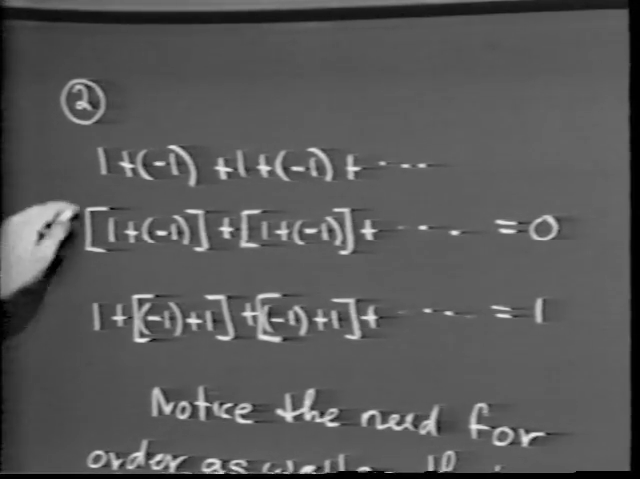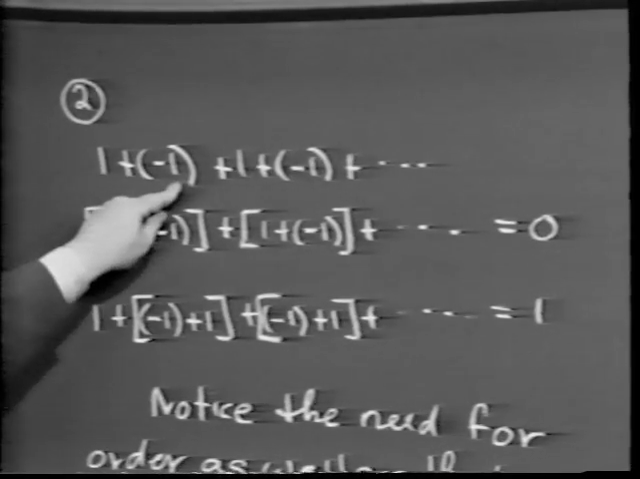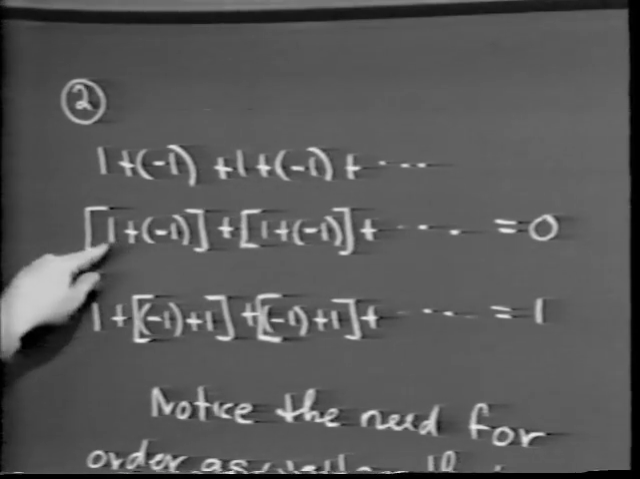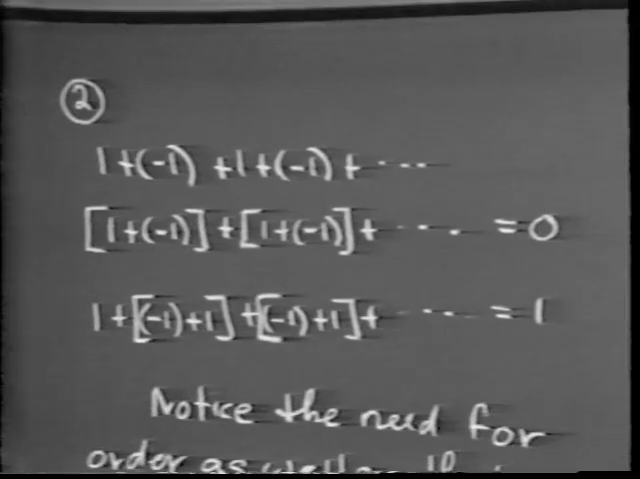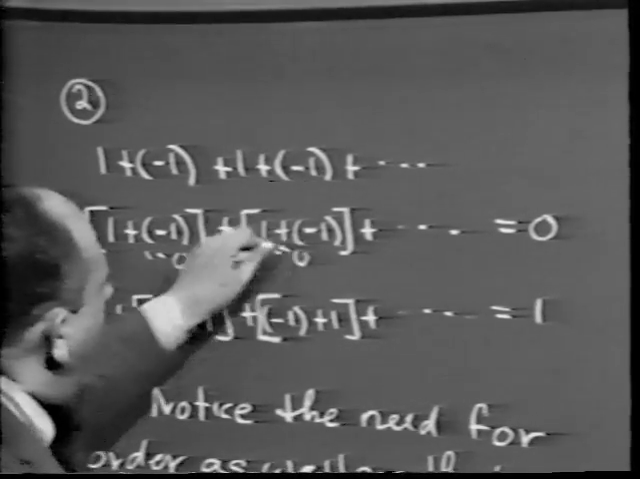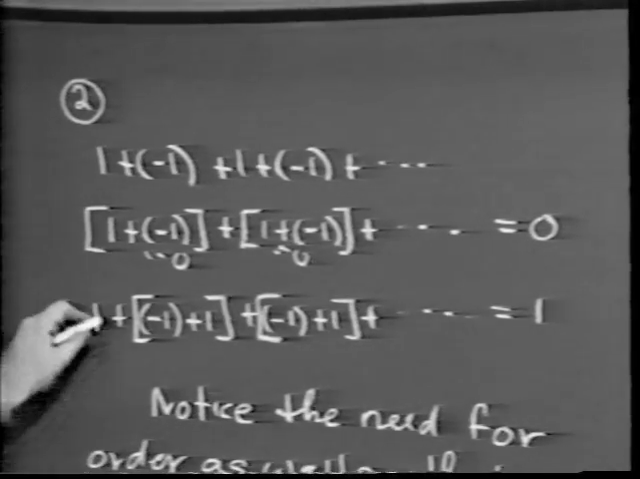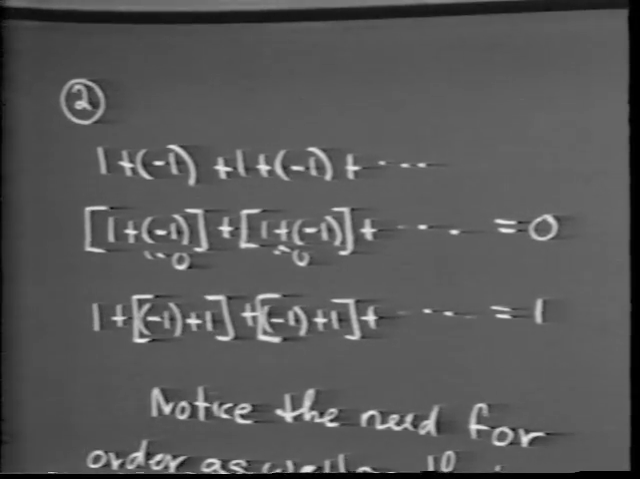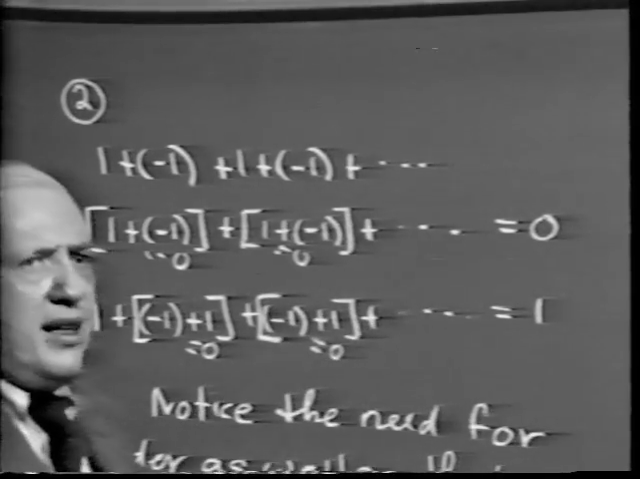Now look, one way of grouping these terms is in 2s. In other words, we'll start with the first 2 terms, the next 2 terms. In other words, we can write this as (1 plus minus 1) plus (1 plus minus 1). And writing it this way, we can see that each term adds up to 0, and the infinite sum would be 0. On the other hand, if we now leave the first term alone and start grouping the remaining terms in 2's, we find that the infinite sum is 1.